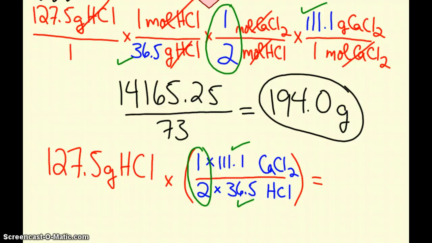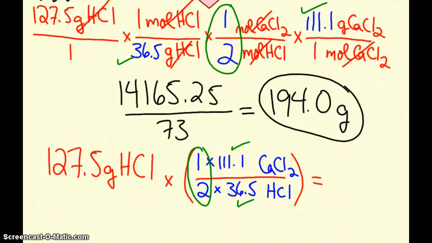Now, when you do the shorter version here, you do want to be careful and make sure you use your calculator correctly. You can still do it like above. You can multiply across the top and then the bottom and then divide. So 127.5 times 1 times 111.1. Or if you have a graphing calculator, you can do double parentheses. But either way, you should get the same answer, 194.0.